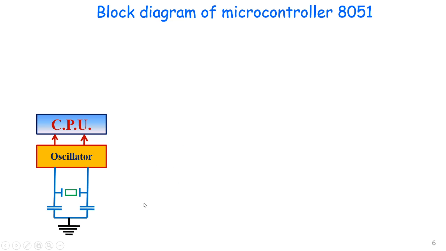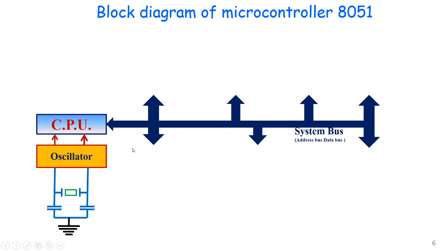Block diagram. Let us discuss the block diagram of the microcontroller. The microcontroller consists of a CPU, central processing unit, and to work, the CPU needs a crystal frequency. Using this block, the machine cycle is generated by connecting an external crystal and oscillator circuitry to the CPU. The CPU consists of a system bus. System bus means address bus and data bus.